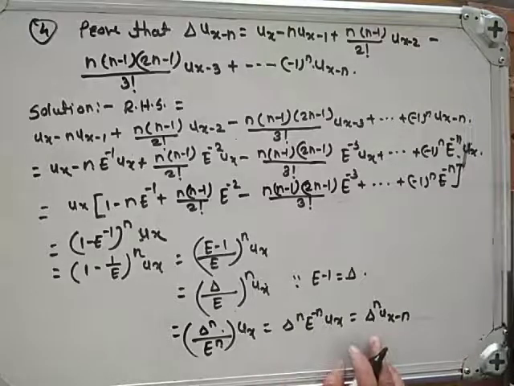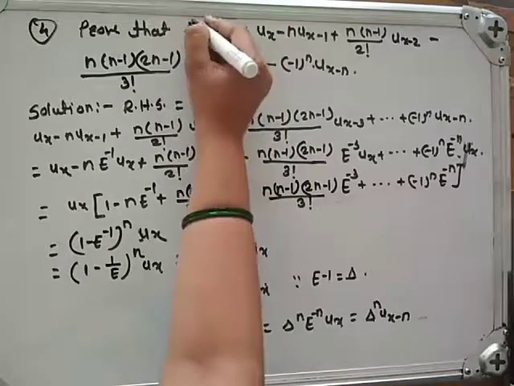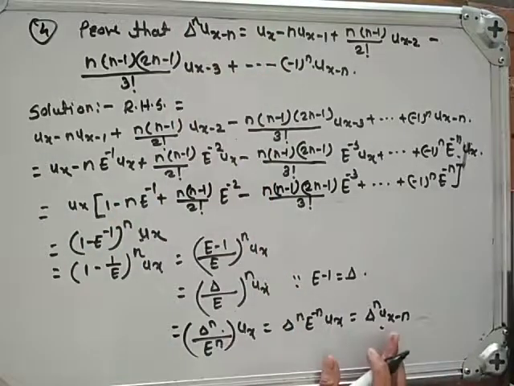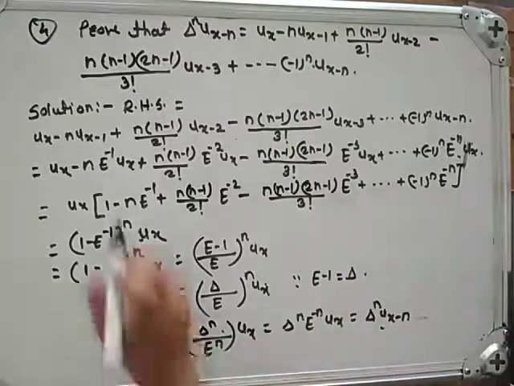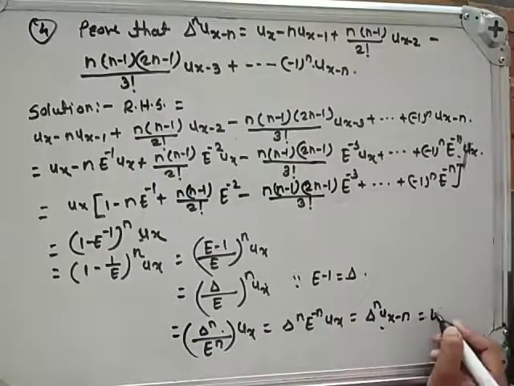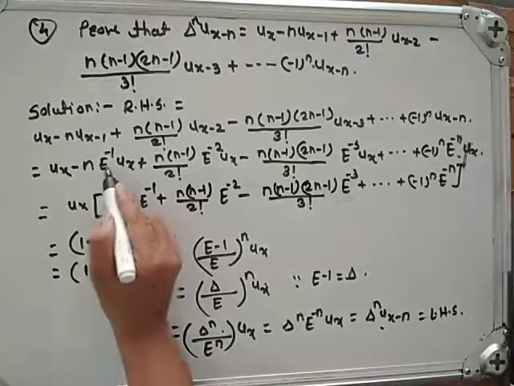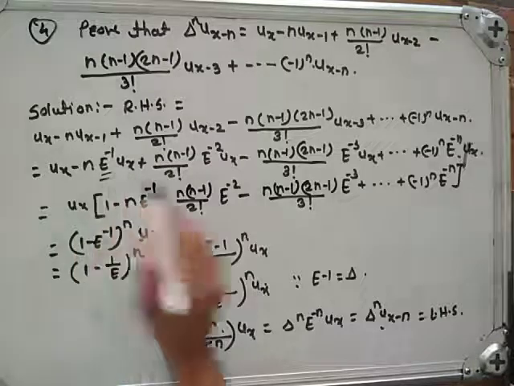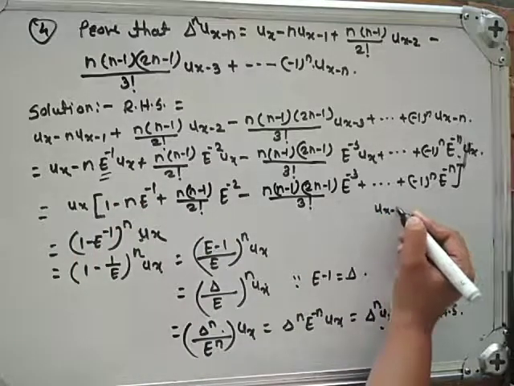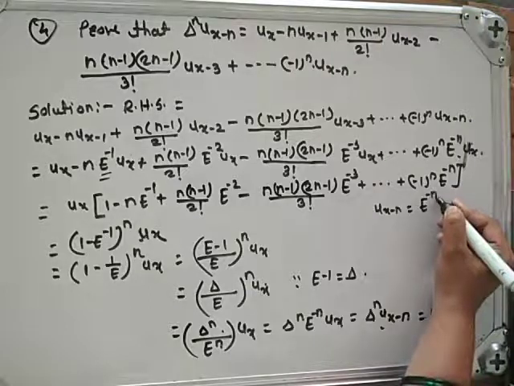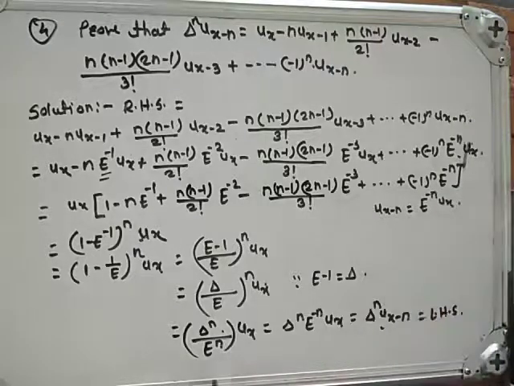Okay, sorry, here it is true that delta raised to n u_(x minus n) is equal to this. So we get RHS is equal to LHS. Here, remember that u_(x minus n) is nothing but e raised to minus n u_x. Okay, let us take the next example.